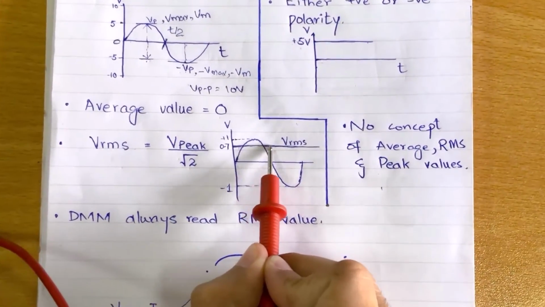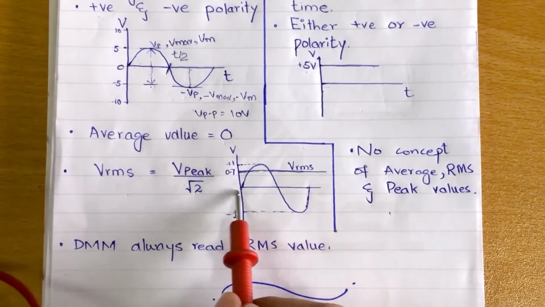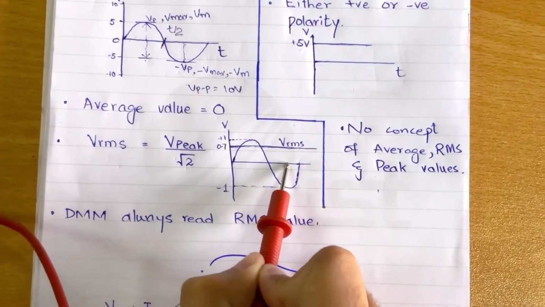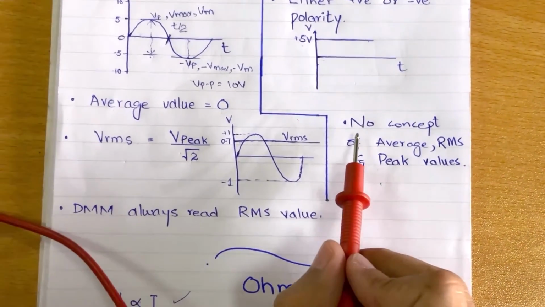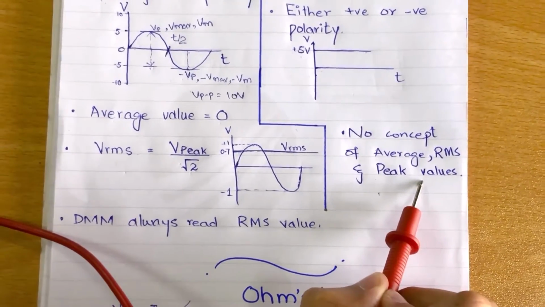So 0.7 volt is the actual effective value of this AC signal over one complete cycle that we can use in our circuits. There is no concept of average value, RMS value, or peak value in a DC signal.